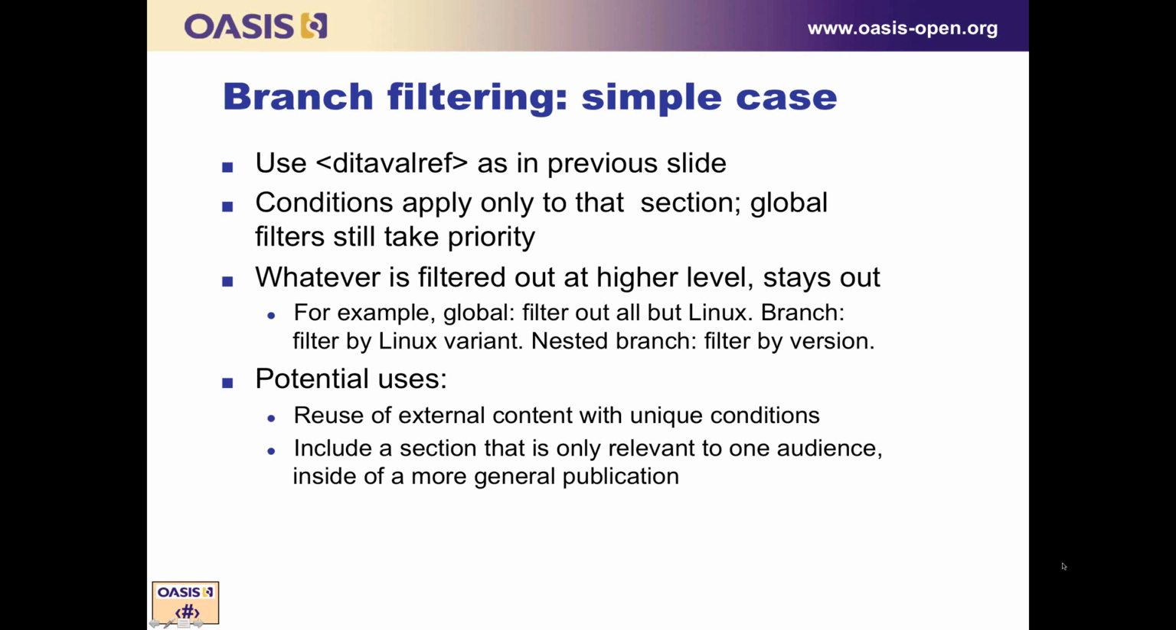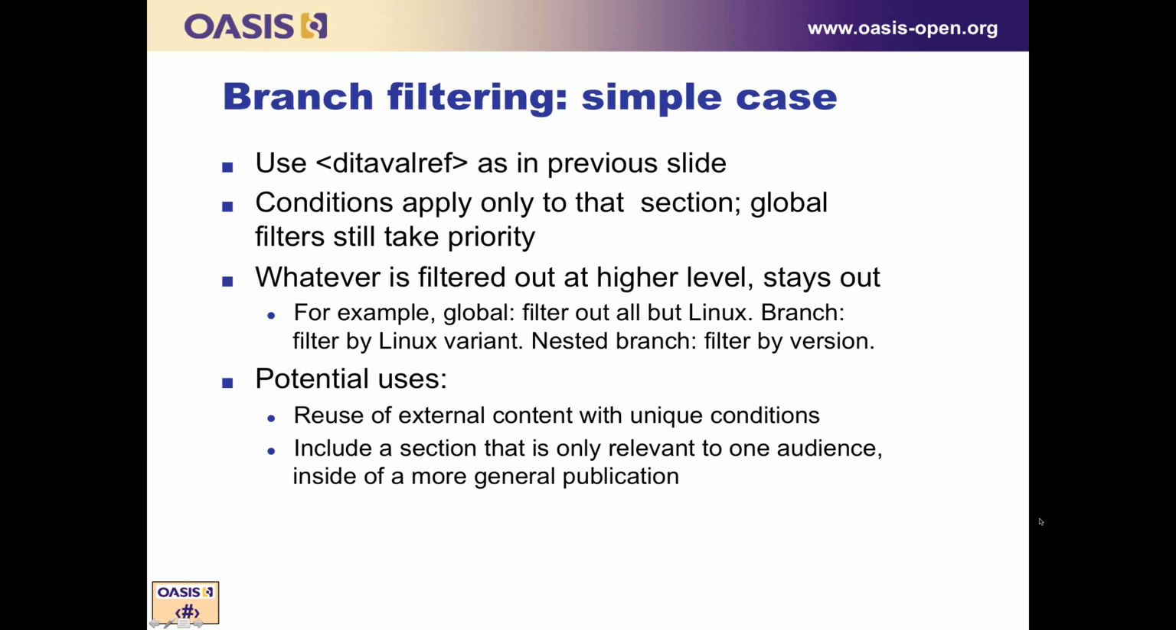As an example to explain that the higher filter wins, imagine that you're publishing something, and at a global level, you want to filter out everything except Linux. So nothing about Mac, nothing about Windows. Now, imagine down inside of a branch, you want to filter by Linux variant. If you accidentally said inside that profile, include my Macintosh content, include my Windows content, it wouldn't make sense because at a higher level you're publishing this only for Linux. By the same token, if you have already said this branch is going to be narrowed down to a specific variant of Linux, within that branch you can't turn on other variants. So whatever's filtered out at a higher level stays out.